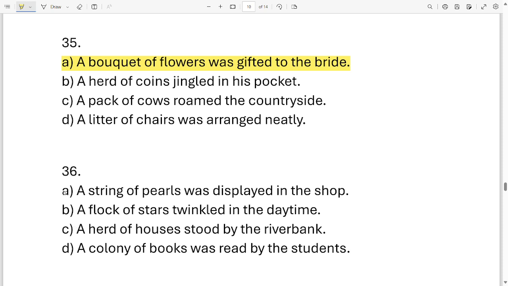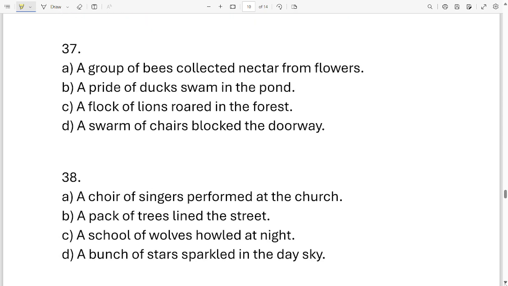And the correct option is option A. A string of pearls was displayed in the shop. Okay, let's move to the next question. Okay. A group of bees collected nectar from flowers.